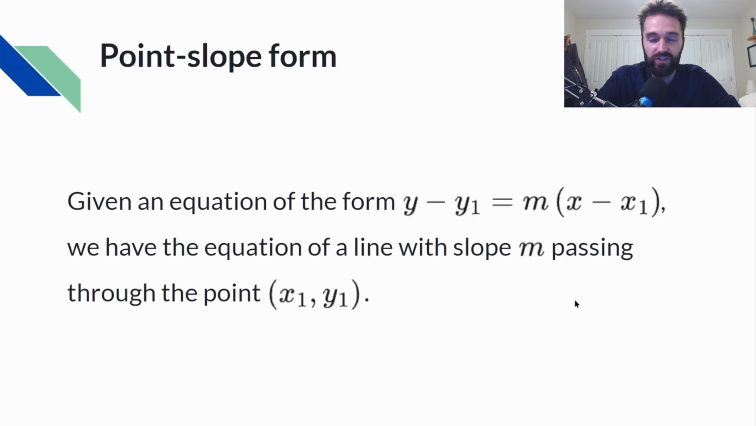So that's slope-intercept form. Next, let's move on to point-slope form. Given an equation of the form y minus y1 equals m times x minus x1, we have the equation of a line with slope m passing through the point x1 comma y1. So let's see an example of an equation in this form.